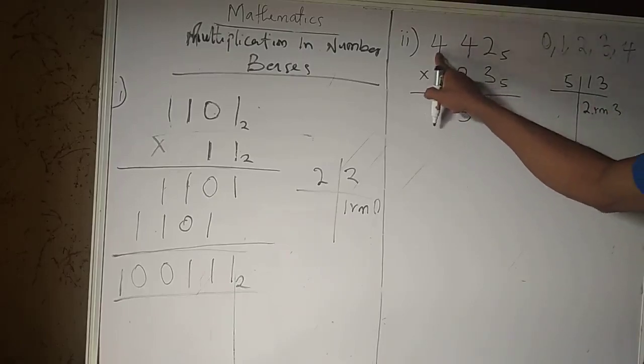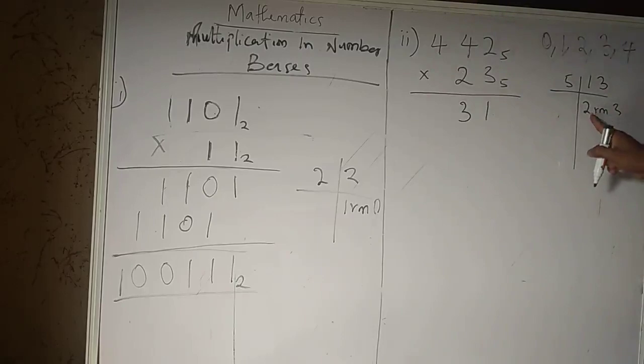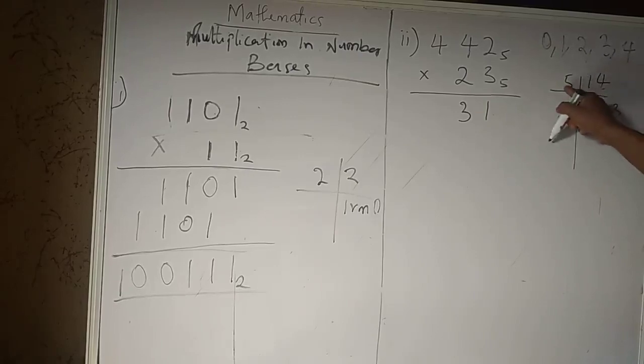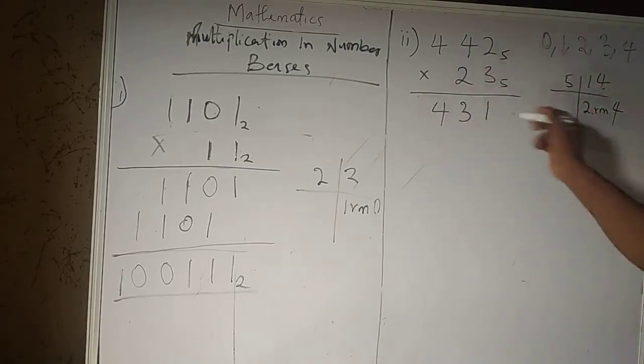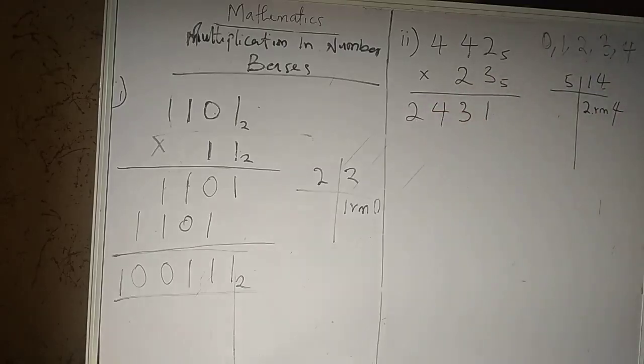3 times 4 again gives us 12, plus the 2, that becomes 14. So we also need to convert 14 to base 5. 14 divided by 5 gives us 2, remainder 4. So we write 4. We don't have anything else to do with it, so we write 2 here.